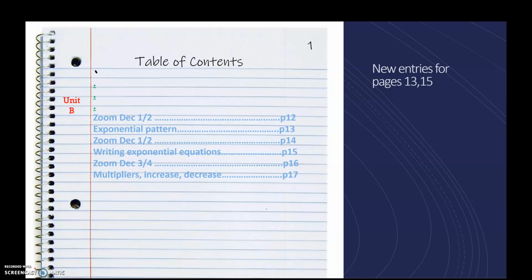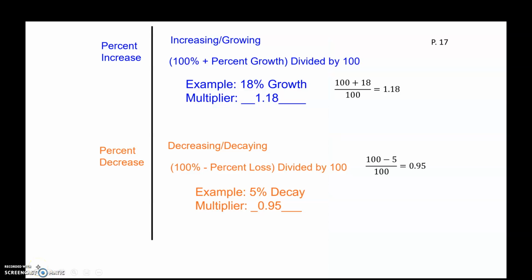Alright, so here is the table of contents. Had to kind of cut off the top part. You can get that from earlier videos. Right now you're going to be putting stuff on page 17. Okay, so the first thing that you want to do is copy this down. This should not take up a bunch of space.